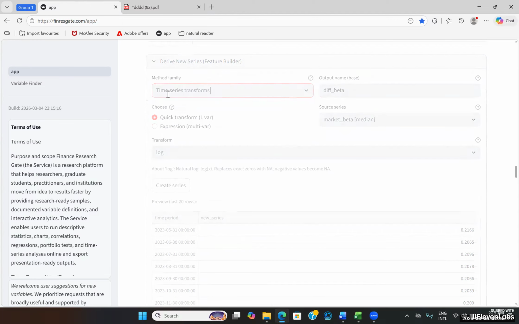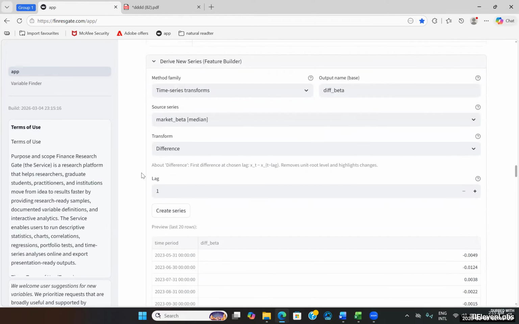We'll begin by selecting the appropriate time series transformation. Our primary objective here is to derive a completely new series from our existing dataset. This new series will specifically represent the first difference of the particular variable that we have carefully selected. So let's go ahead and proceed now to create that new series.